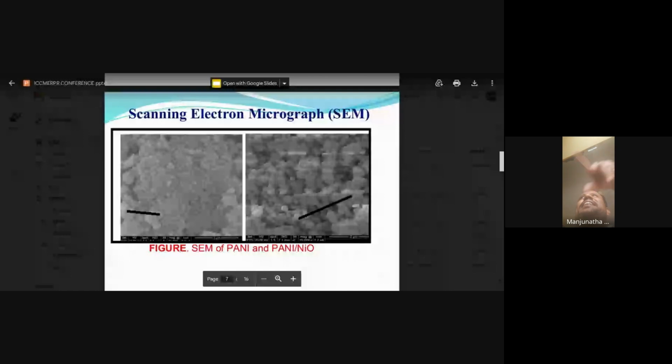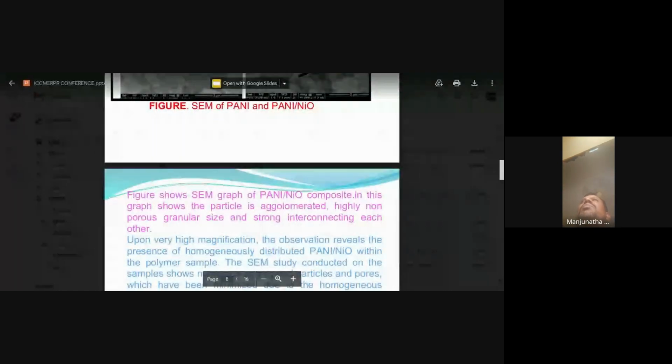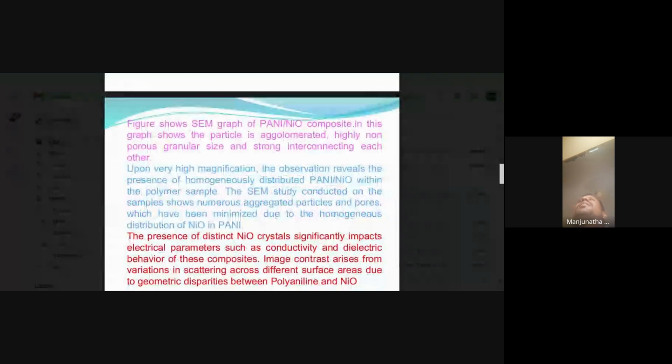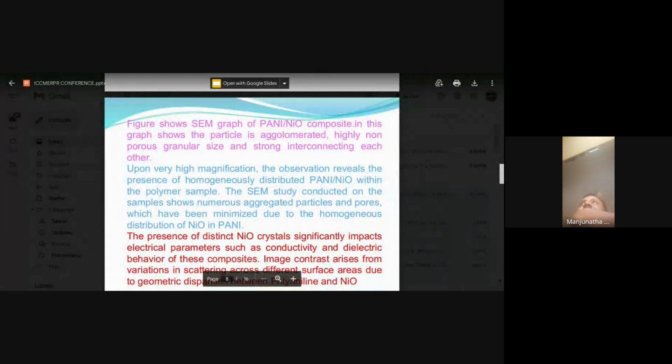Okay. The next characterization is SEM, scanning electron microscope. Scanning electron microscope means surface. You can study the surface morphology structures. The figure shows the SEM of the nanocomposite. The graph shows the particles are highly agglomerated, non-porous, with granular size and strong interaction chains. Upon very high magnification, observation reveals the presence of homogeneously distributed PANI-NiO within the polymer samples. The same study conducted on these samples shows numerous agglomerated particles on the pores.